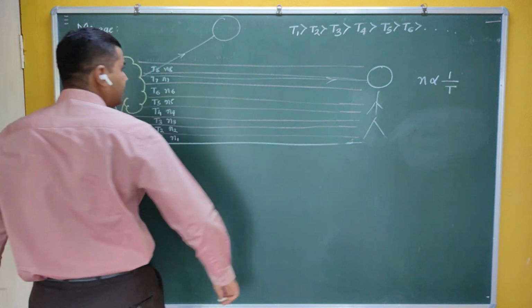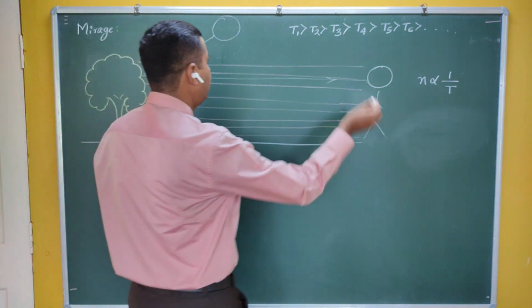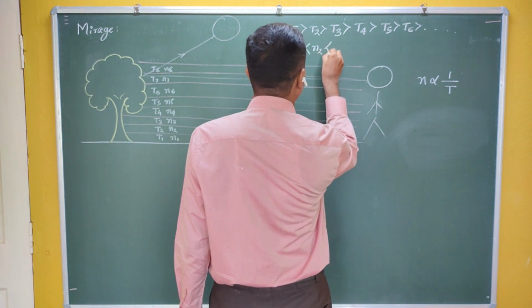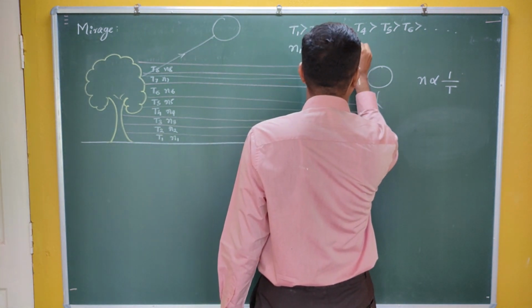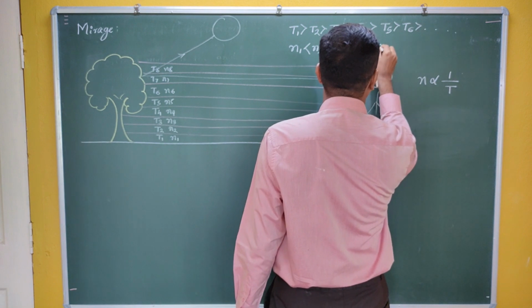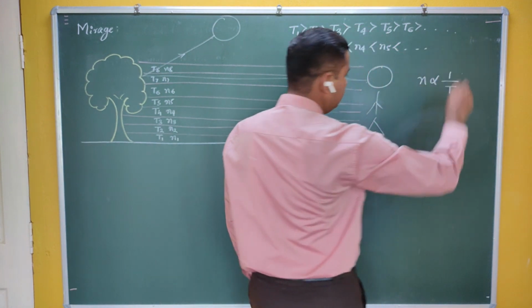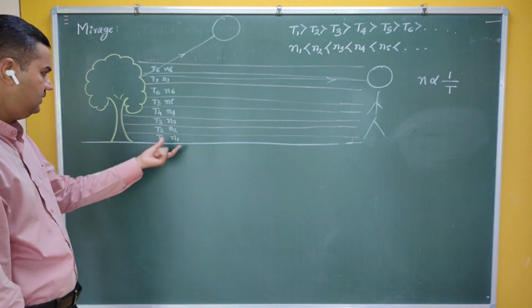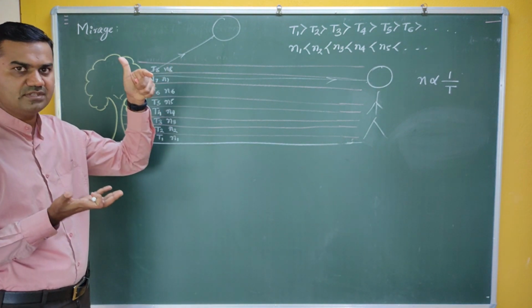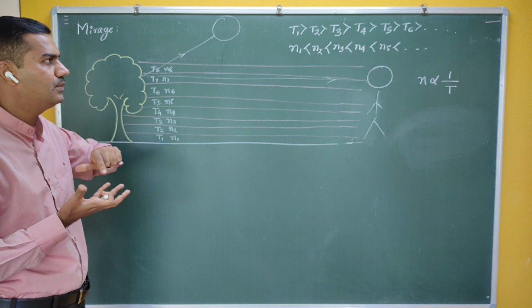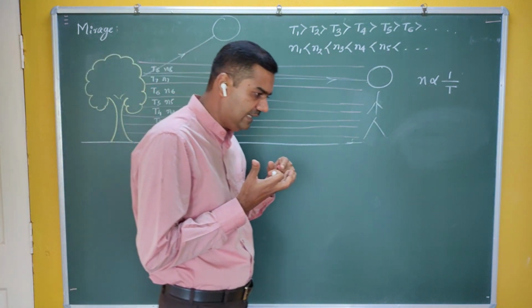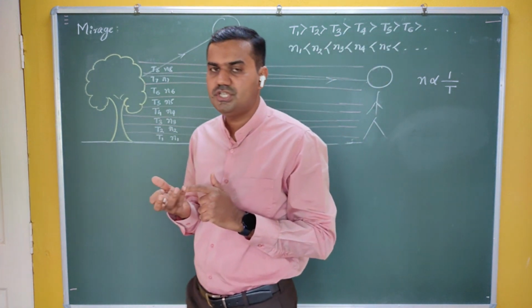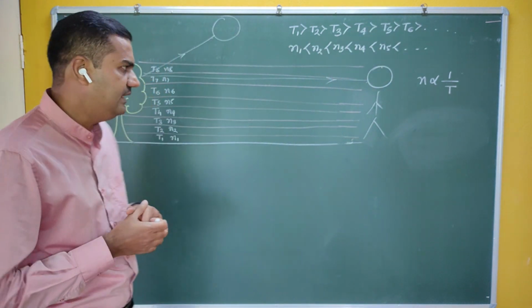And how are the refractive index and density related? They are inversely proportional. That means the refractive index of this one is less than the second one, is less than the third one, is less than the fourth one, fifth one, and so on. Now see here, this particular layer has different internal layers due to the change of temperature, and that change of temperature gives rise to the change of refractive index.